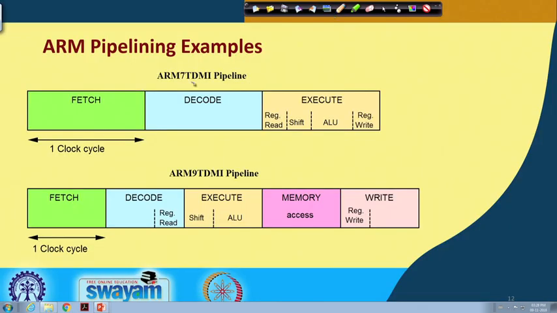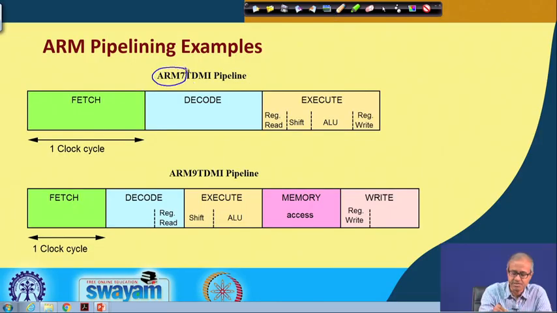So, in your ARM7 architecture, this is one particular processor, the TDMI pipeline. There are 3 stages: fetch, decode and execute, where each of these is executed in one clock cycle, that is the tau we are talking about. So, if everything else is fine, we are expected to get about 3 times speed up in terms of instruction execution.